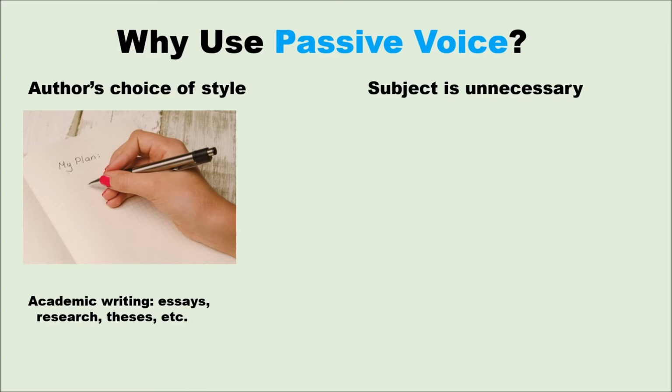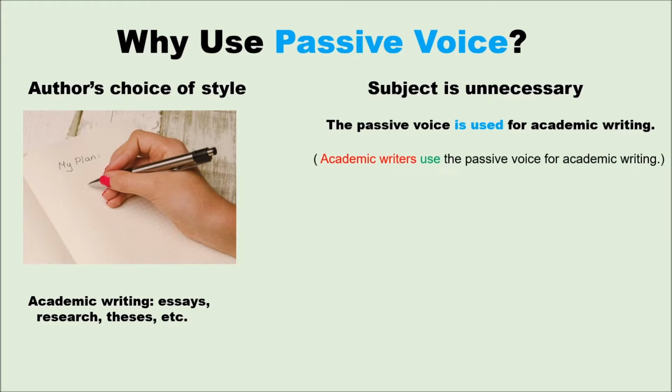Let's take an example. The passive voice is used for academic writing. This is a passive voice sentence. The active voice sentence would be, academic writers use the passive voice for academic writing. You don't need that information because in the passive voice, the information is obvious anyway. So the subject is unnecessary in this case.